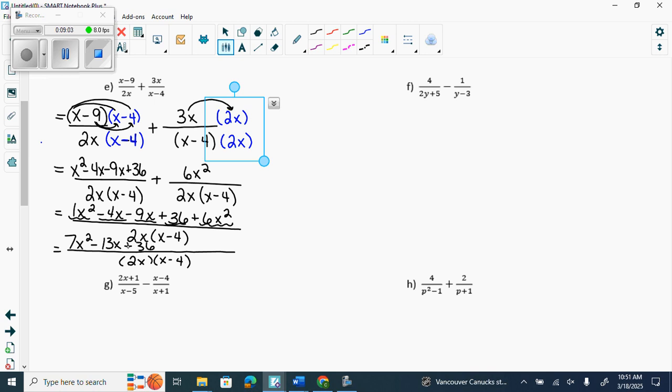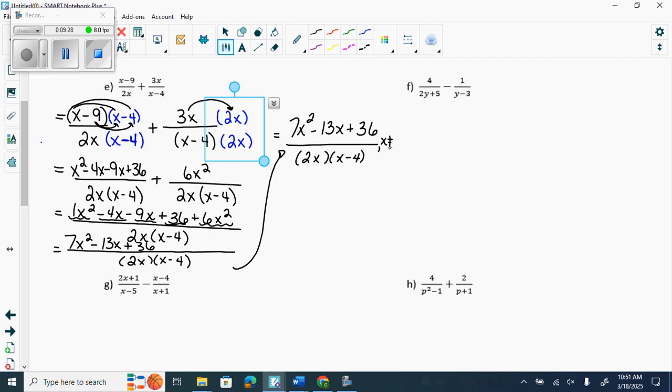Is there anything I can take out of that numerator? I'm going to rewrite it up here because it's awfully squishy. 7x squared minus 13x plus 36. Is there anything I can take out of that numerator? Nope. And I can't factor it, so it's dead. It just sits there. 2x, x minus 4. What do I have to make sure I still do, though, guys? Yeah, x can equal what? 4 and 0.